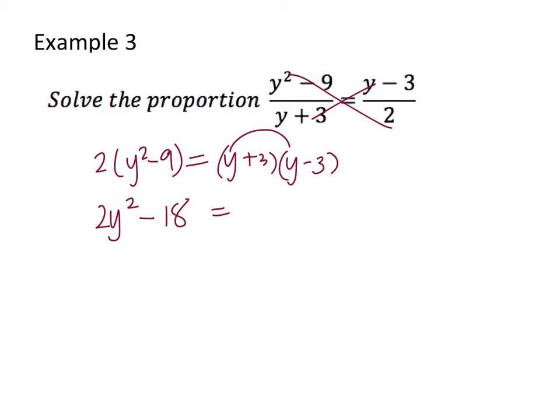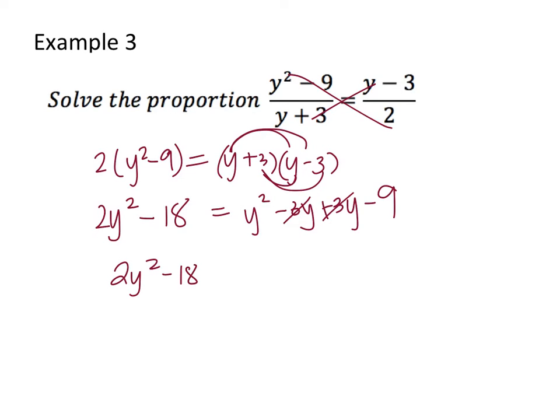So we have y times y is y squared. Outside minus 3y, plus 3y, minus 9. Okay, this 3y and negative 3y will cancel each other out, so we have 2y squared minus 18 is equal to y squared minus 9.